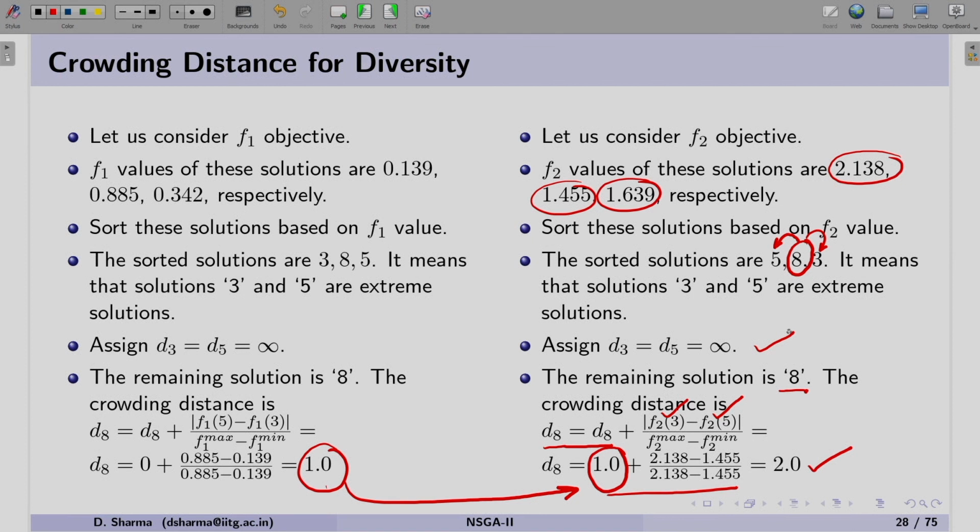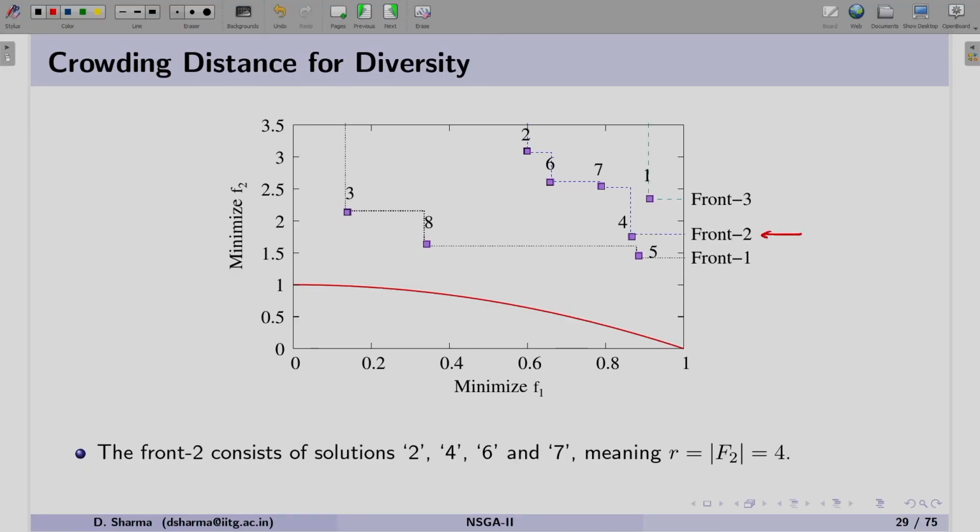As of now, we have calculated the crowding distance for front 1. We will be performing the crowding distance calculation for the other fronts as well, because as per our discussion, this rank and the crowding distance may be useful in binary tournament selection. So, let us perform the crowding distance for the front 2 solutions. Looking at the figure, front 2 consists of solutions 2, 4 and 6. They belong to front number 2.